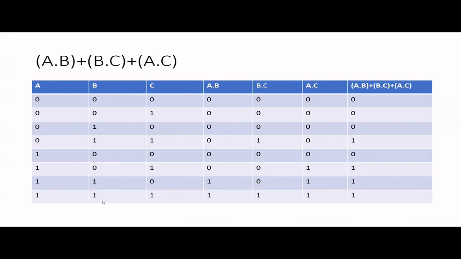Same story, ABC, 3 inputs, 8 states, right? So A dot B, B dot C, A dot C. I did some AND operations separately, and finally I am doing the OR operation. OR operation means that if at least one input is 1, the output will become 1. That's why in these scenarios where you have ones, your output also has 1. Very easy, isn't it?